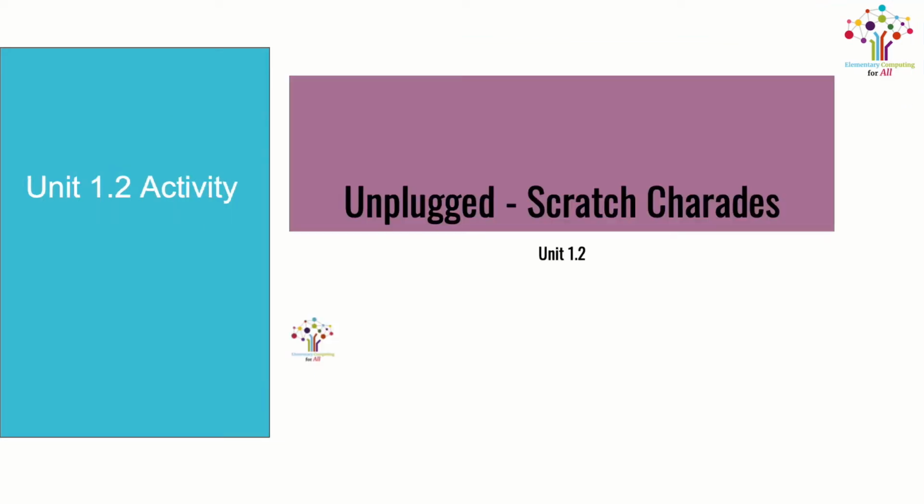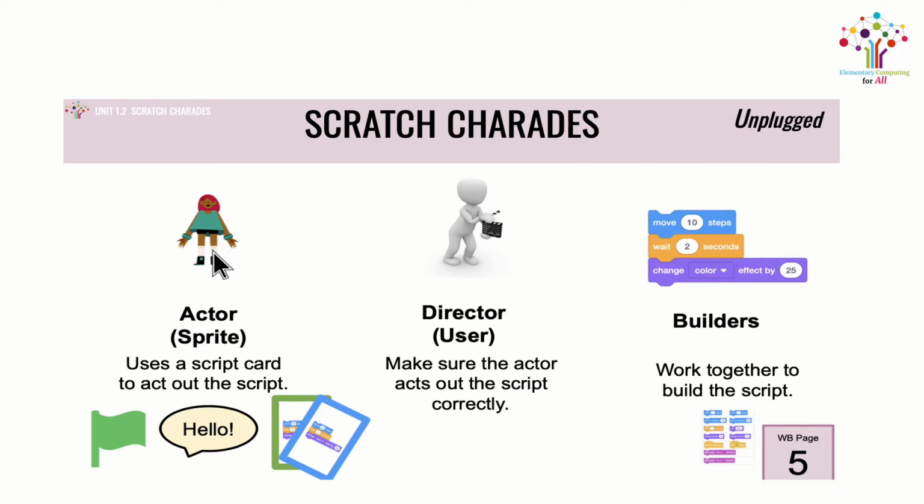So the first unplugged activity is Scratch Charades, and you'll find this in 1.2. And we're going to go over this one in a little bit more depth so that you can understand it better. So Scratch Charades, you're probably familiar with what charades are. So in this activity, there will be 3 different types of students. The first would be the actor, which acts like a sprite. And then you have a director, which makes sure that the actor is acting out their script correctly. And then you have a builder.